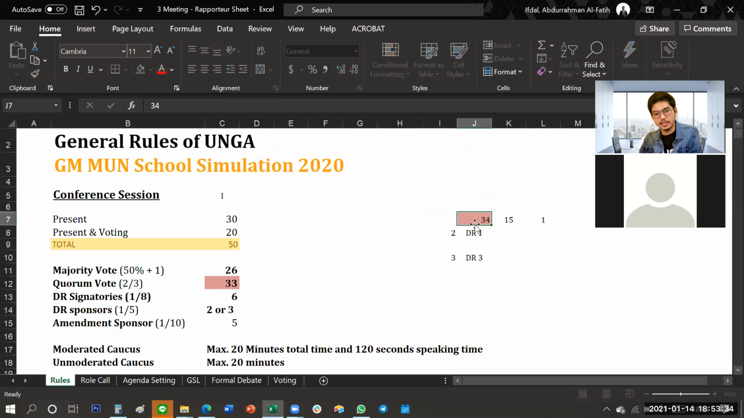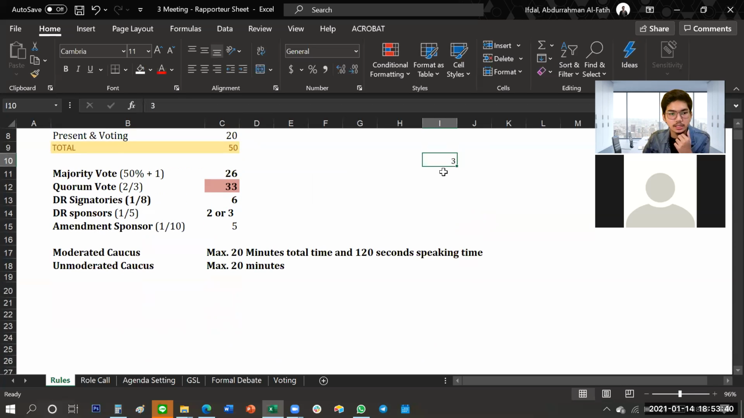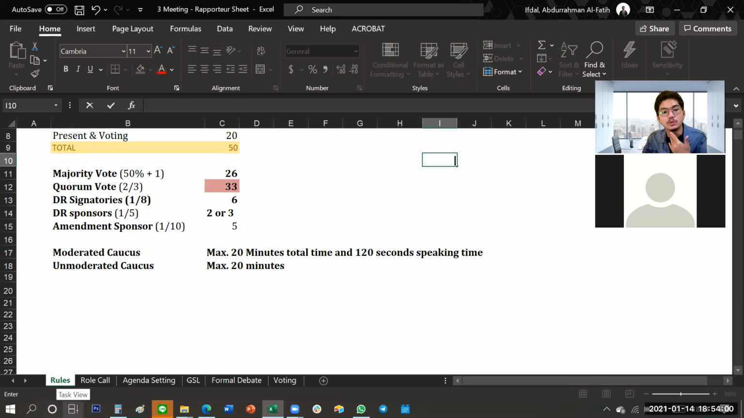I will use the remaining time to explain some things about the other parts. Okay, so moderated caucus, you guys already know about it, and also the template for you to say before you propose a motion. Unmoderated caucus maximum is usually 20 minutes, but you can propose a motion to extend it to 30 minutes, and under the chair's discretion, it is possible for unmoderated caucuses to last more than 20 minutes.